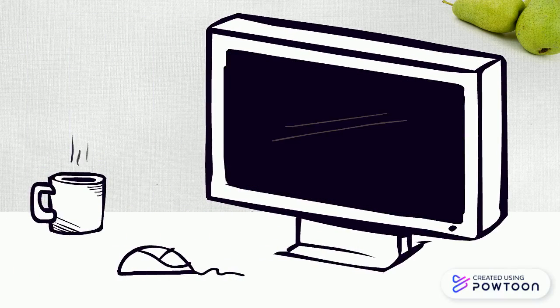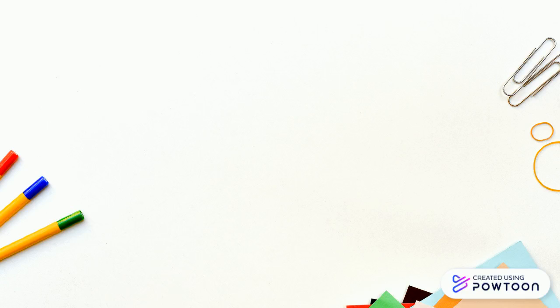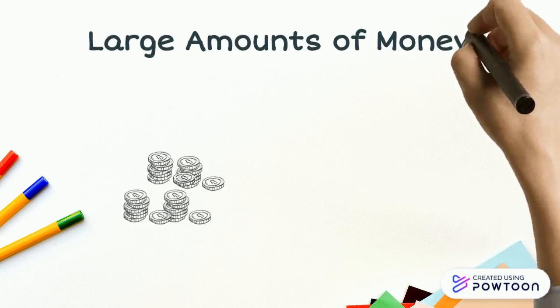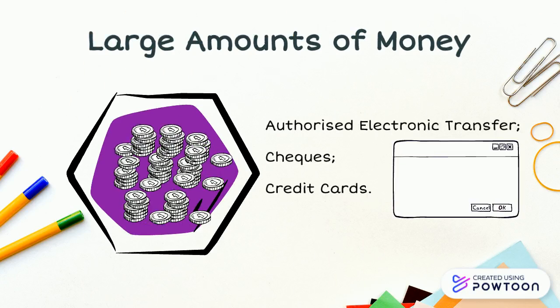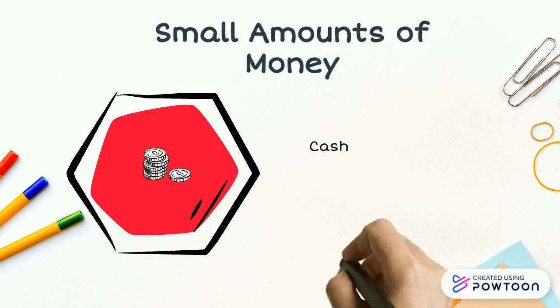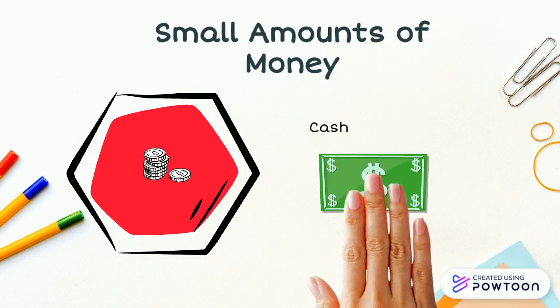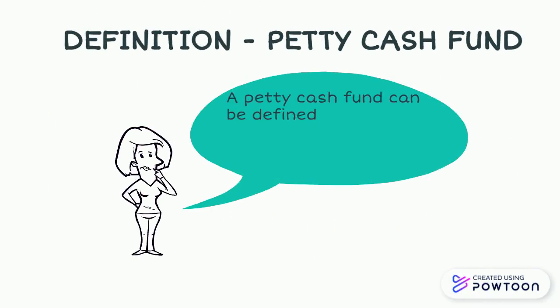Companies implement internal controls to successfully achieve efficient operations. When companies are paying large amounts of money, they use authorized electronic transfers, checks and credit cards. However, sometimes companies are only paying small amounts of money and checks may be rejected, therefore they must use cash. Companies can regulate the internal control of cash by using a petty cash fund.